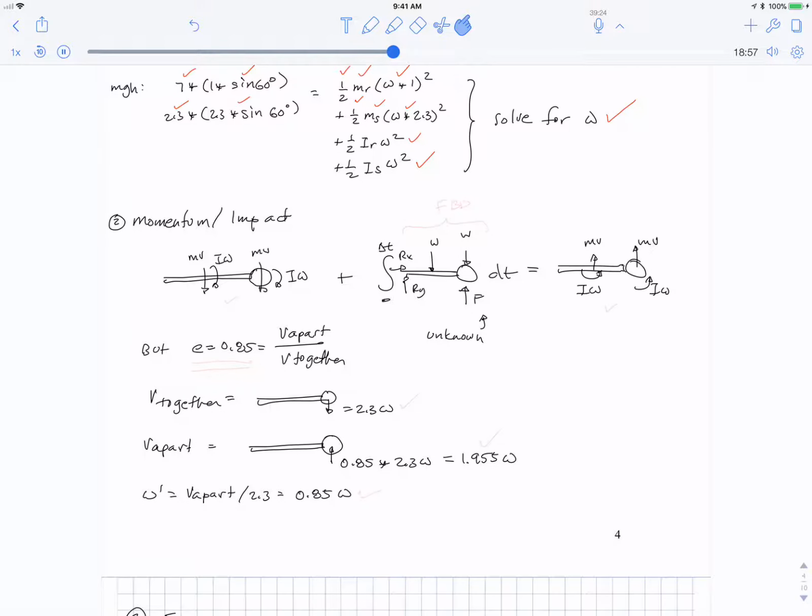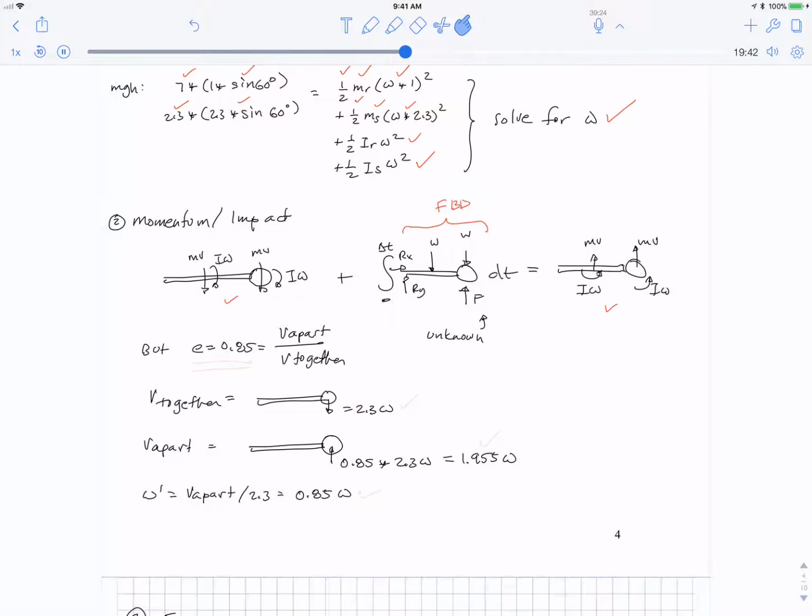Okay, so next we're going to do momentum and impact. And so this is how you do it. You write all the mvs and I omegas before, and you write all the mvs and I omegas after, and they're going up. And in between, what's causing that change is the impulse. So you draw the free body diagram, and you integrate that thing from 0 to delta t dt. Basically everything in there is unknown. And so you can't really solve this.